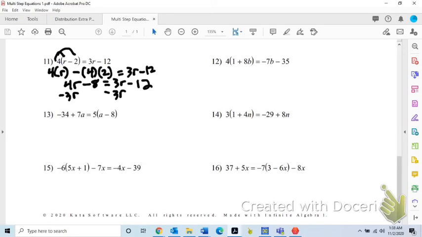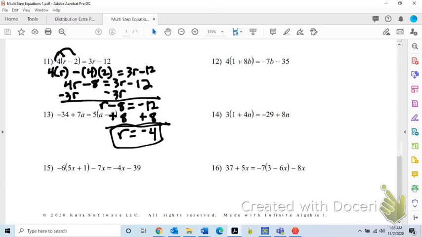4r minus 3r. If I have 4 rats and I lose 3 of them, I have 1 rat left. So that gives us r minus 8 equals 3r minus 3r is 0. So r minus 8 equals negative 12. We're going to go ahead and add 8 to both sides because that's how we get rid of subtractions with addition. And so 8 minus 8 is 0. So that gives us r equals negative 12 plus 8 or negative 4. So now go ahead on number 12.